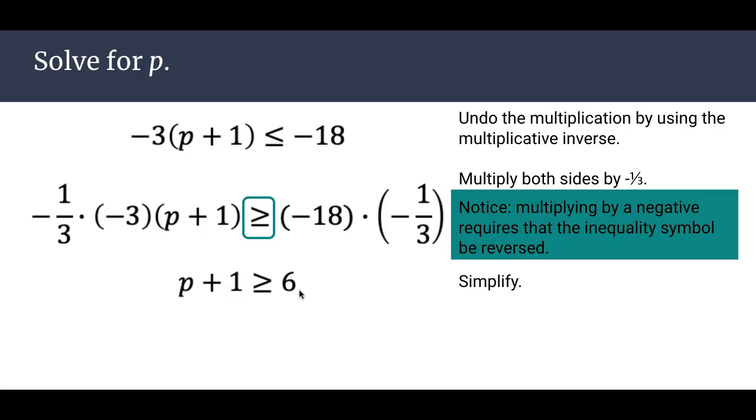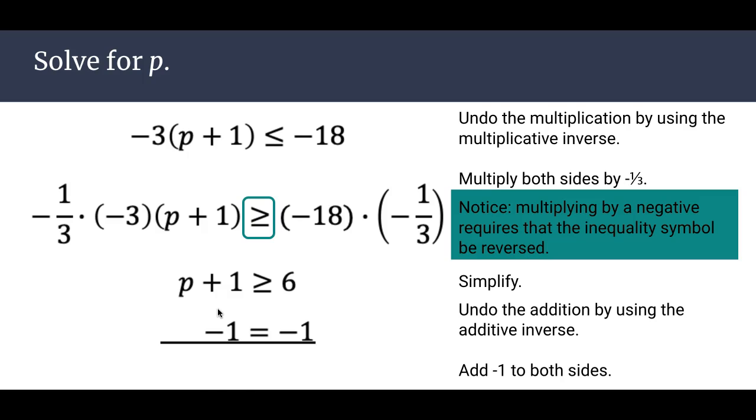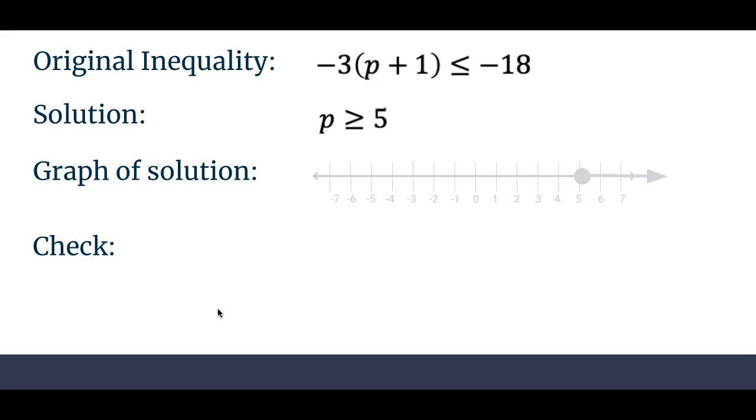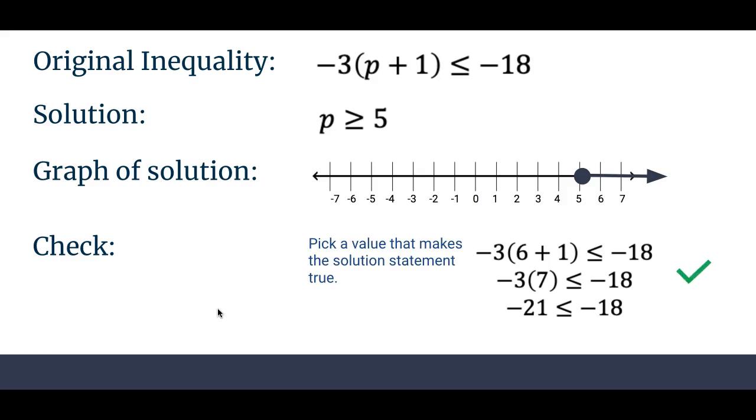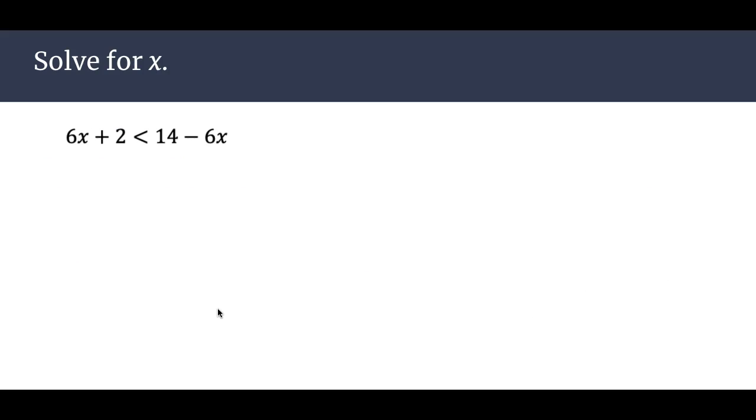All right. Now you have to use additive inverse. The inverse of adding 1 is going to be subtracting 1. You subtract 1 from both sides, and you end up with p is greater than or equal to 5. This is them showing that solution, and there's the check. All right, let's work another one.